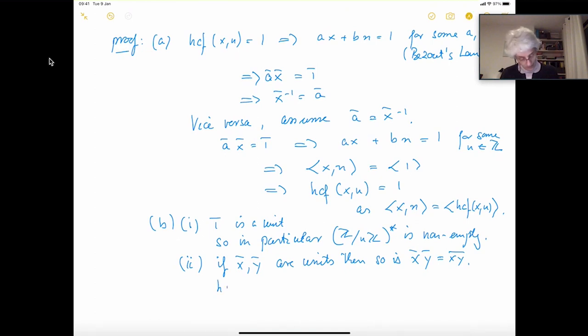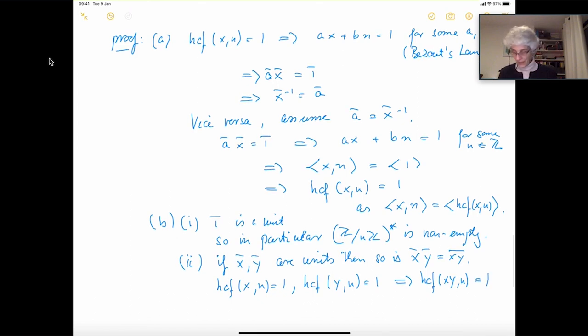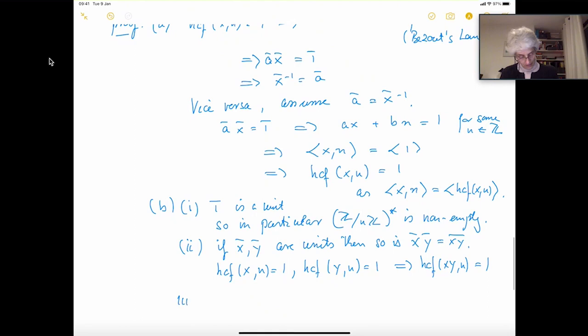Indeed, what we have is that the highest common factor of X and N is equal to 1, and the highest common factor of Y and N is equal to 1, and this implies, of course, that the highest common factor of X times Y and N is still equal to 1. All right, and finally, what about inverses?